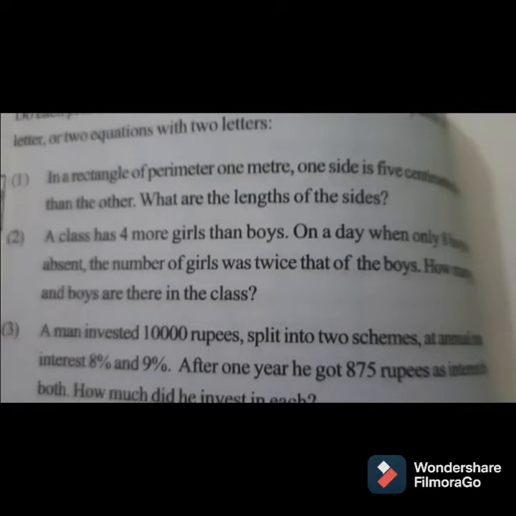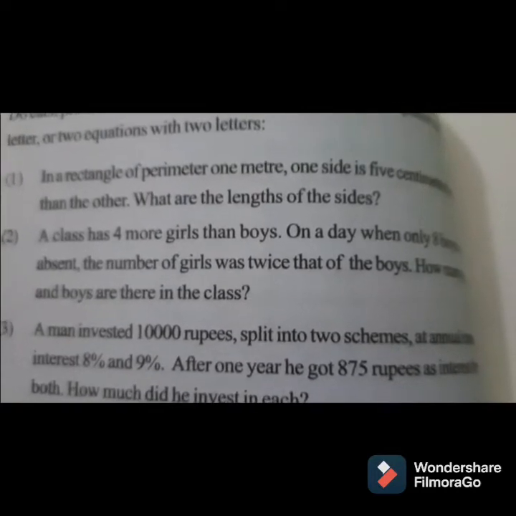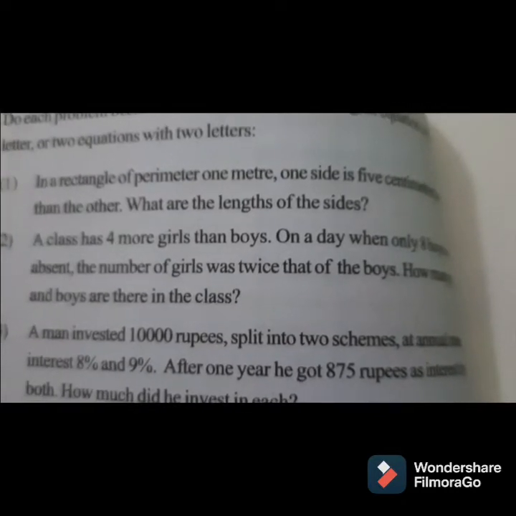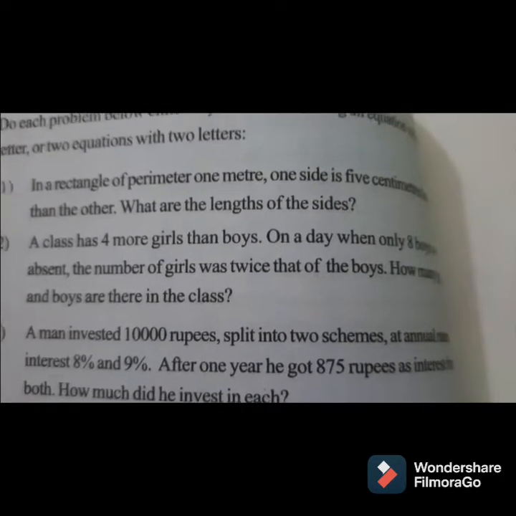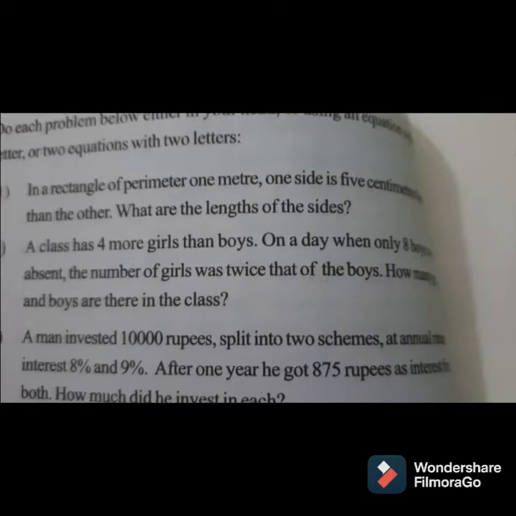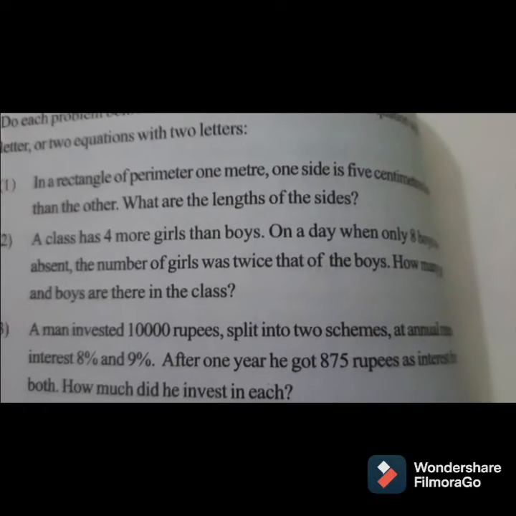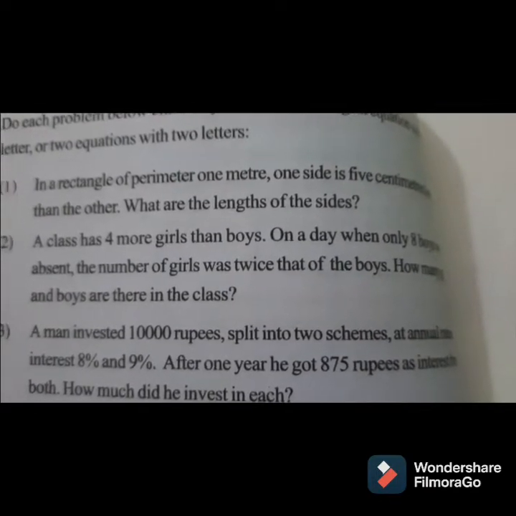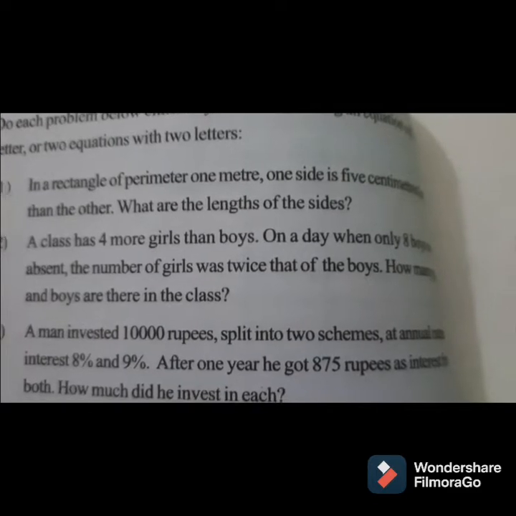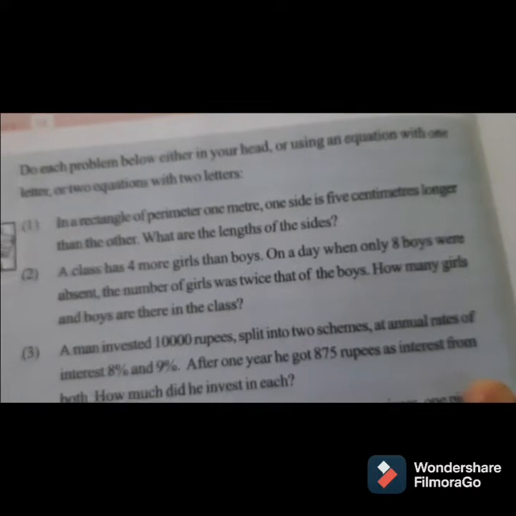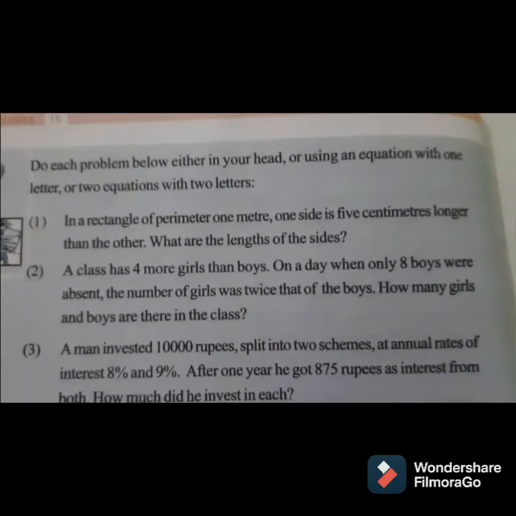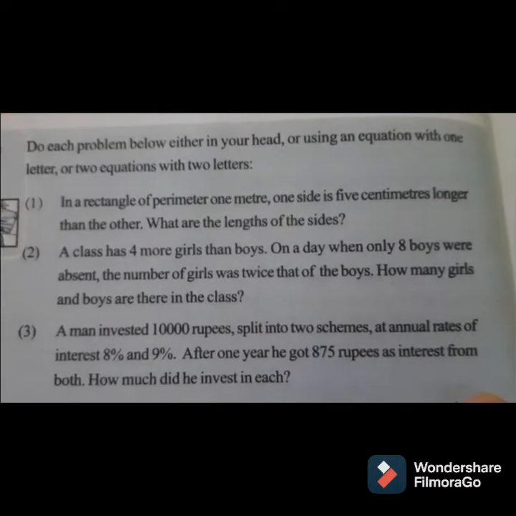A class has 4 more girls than boys. On a day when only 8 boys were absent, the number of girls was twice that of the boys. How many girls and boys are there in the class?